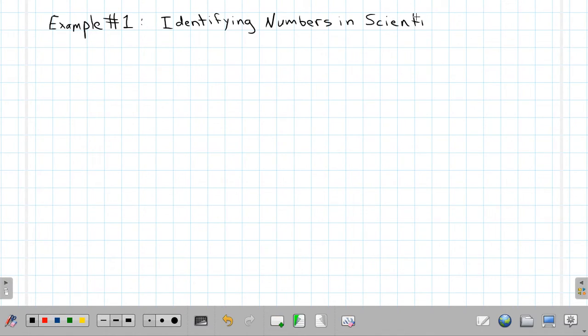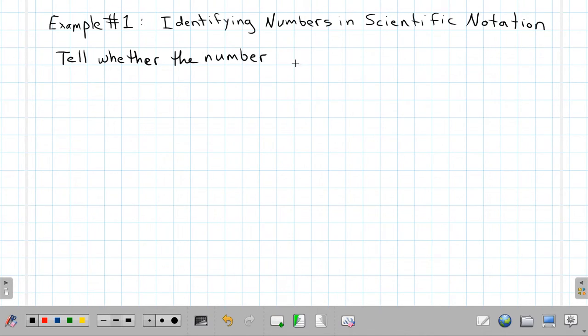So basically this type of question is just going to give you a number and you have to tell whether it's in scientific notation or not. That's the actual instruction here: tell whether the number is written in scientific notation.